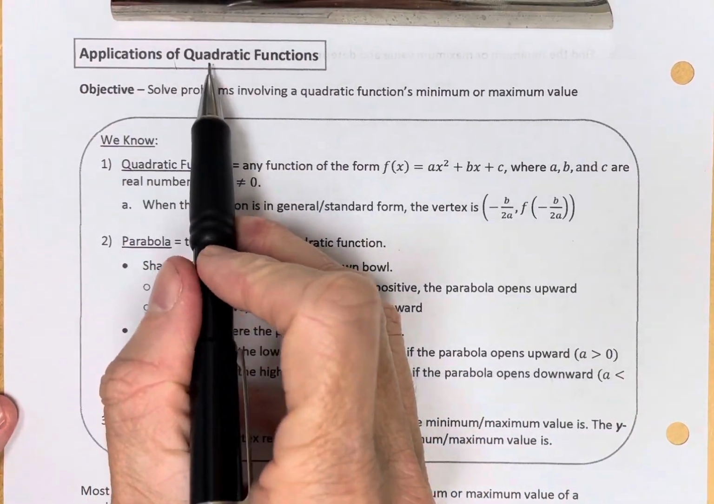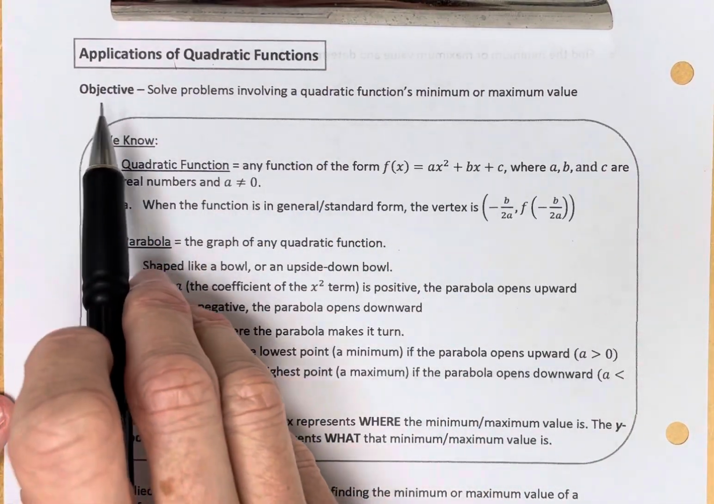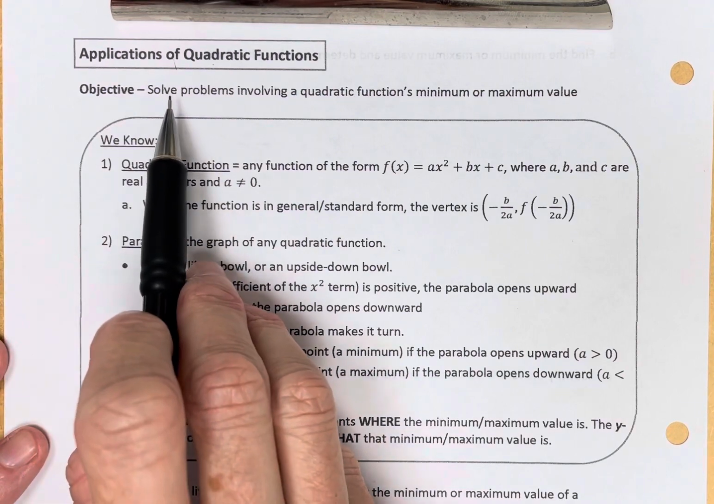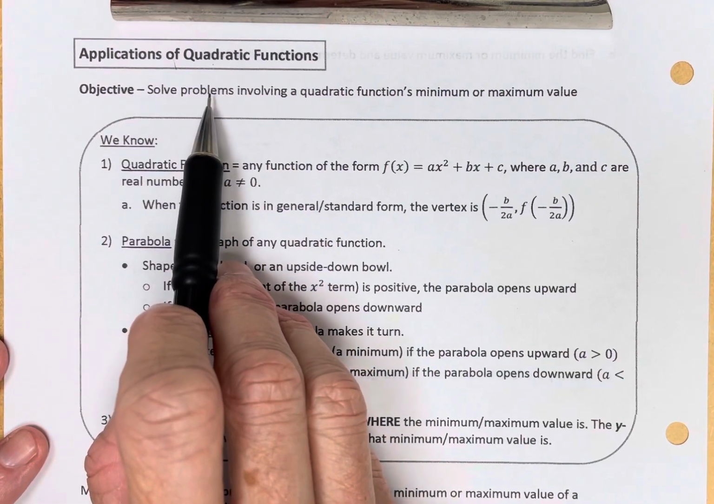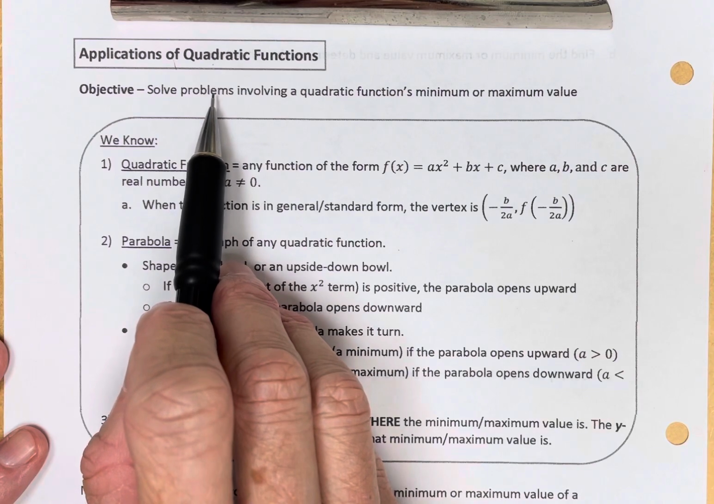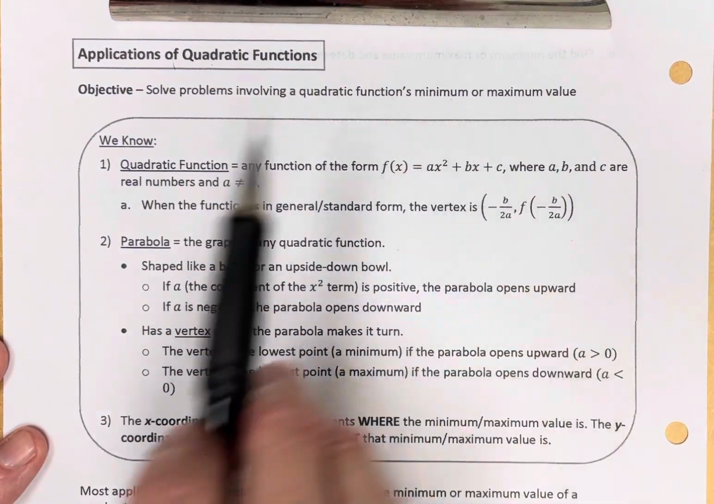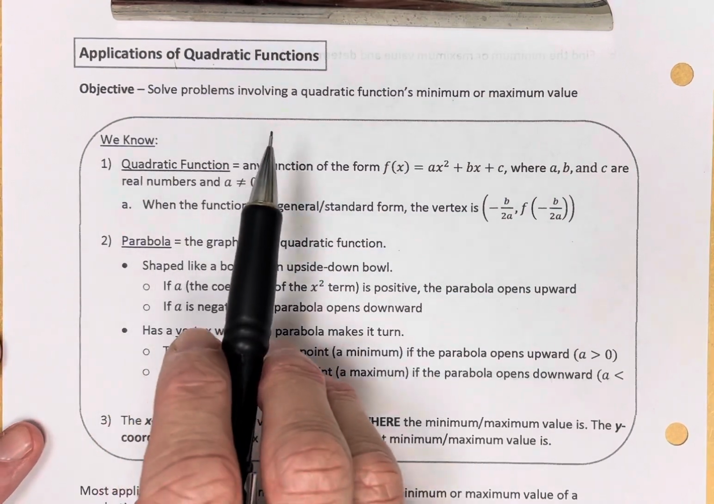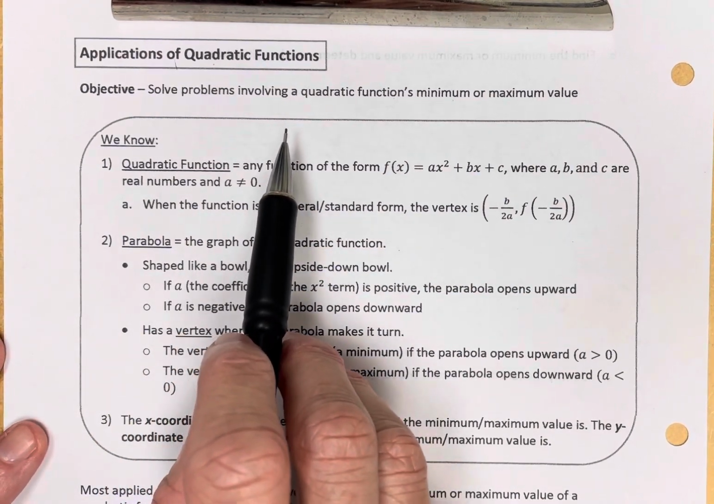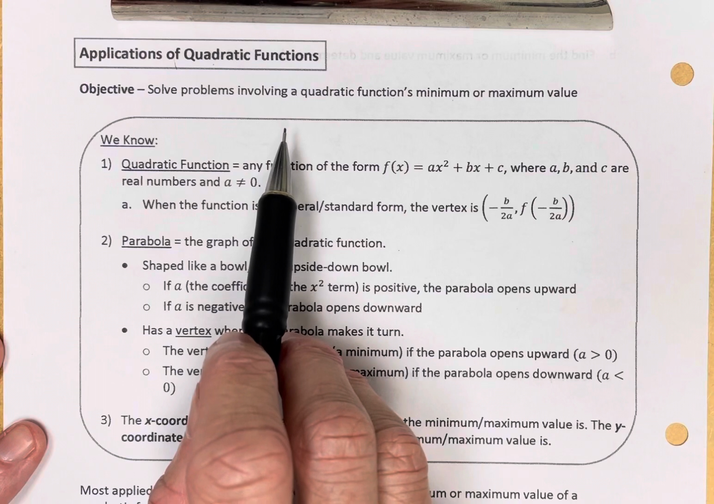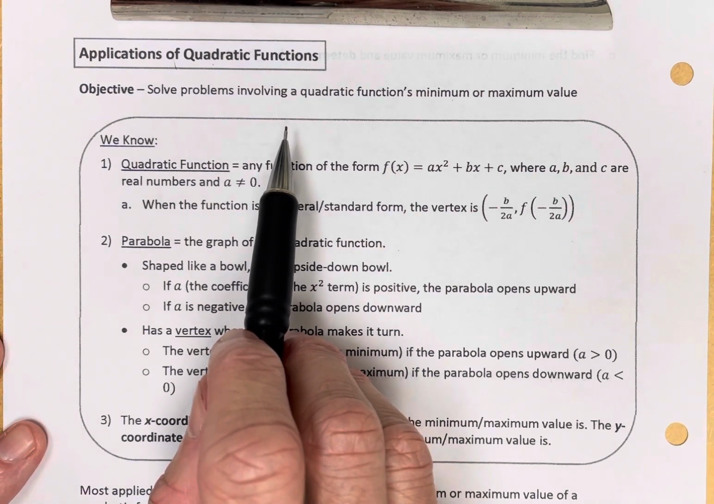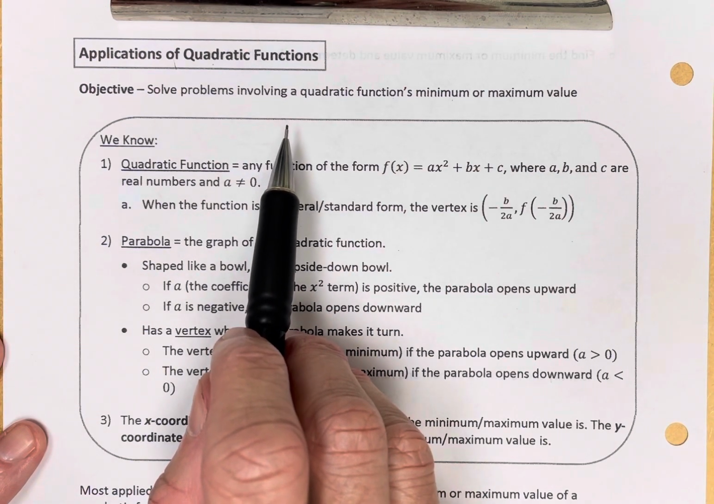Applications of quadratic functions. Our objective for this video, we want to solve problems. We're going to be talking about real life problems involving a quadratic function's minimum or maximum value. Let's think about it. Any projectile will have a graph that is parabolic.